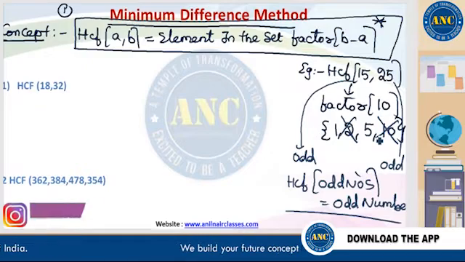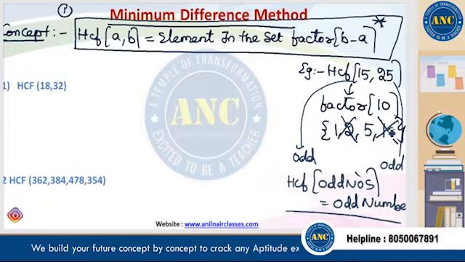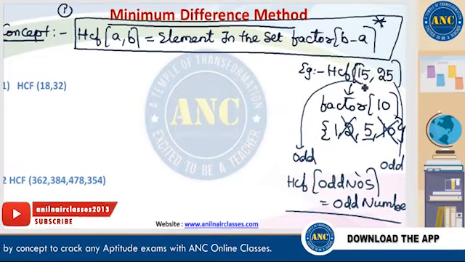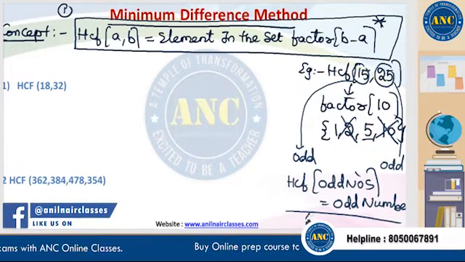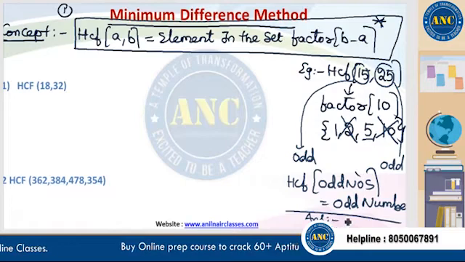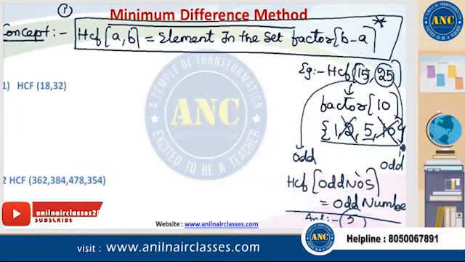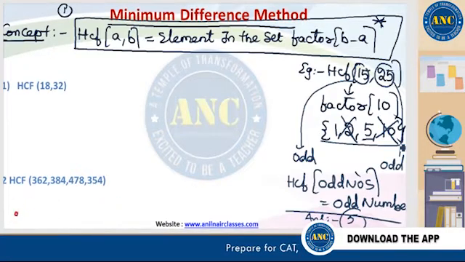Are you all with me, sir? Right? Because if a number is not divisible by 2, how can it be divisible by 10? 5. Is 15 divisible by 5? Yes. Is 25 divisible by 5? Yes. So what is the answer for this question? 5. Is 5 an element in the set 1, 2, 5, 10? Yes.